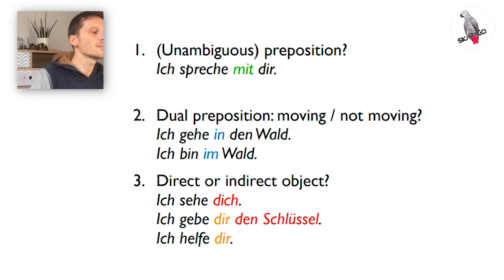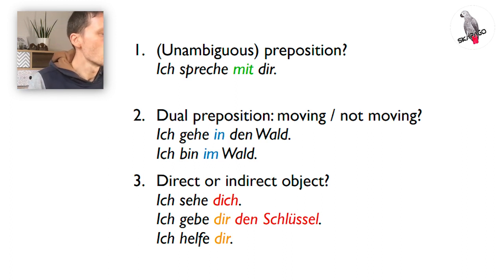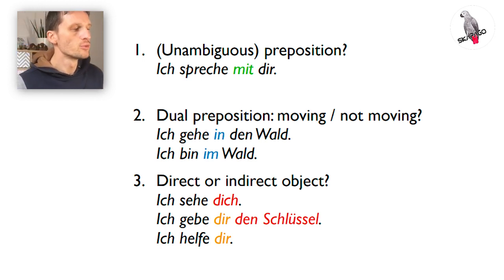So ich sehe dich, I can see you. There are two people involved here, it's you and it's me. I am doing something, I'm looking, you are being looked at, you're passive, you're not doing anything, you're the object. And because you're the object, you are in accusative case. So I have to use the accusative pronoun, or I have to put the article or whatever other words I use for the object into accusative.